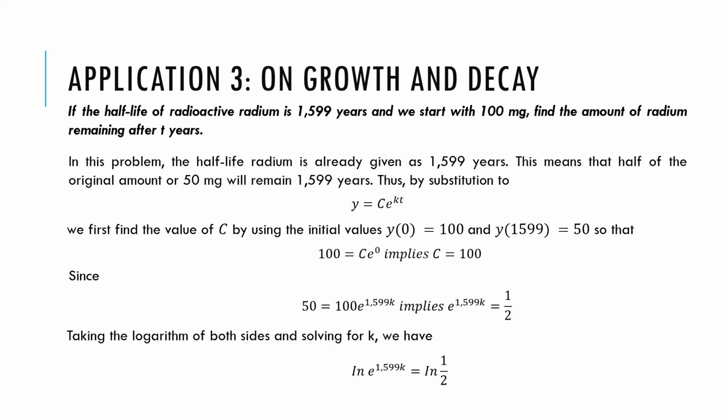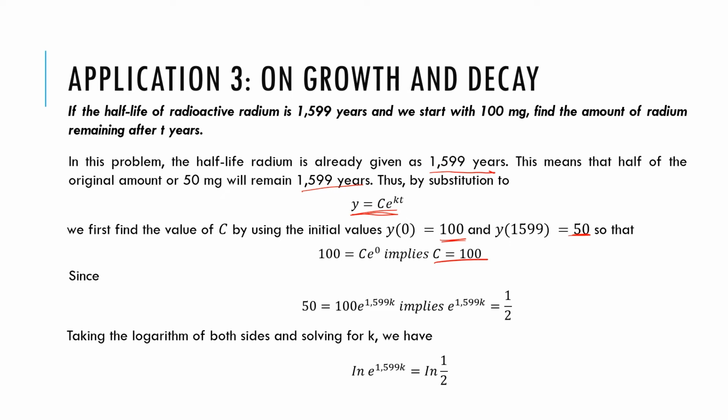Next is, we have this first example for this application. If the half-life of radium is 1,599 years, and we start with 100 milligrams, find the amount of radium remaining after 2 years. So, this part, this is our model. So, alam na natin na yung half-life ng radium is 1,599 years. This means that half of the original amount, or 50 milligrams, will remain after 1,599 years. Typical na half. So, we first find the value of c by using the initial values. So, yung y of 0 natin is 100. And yung y of 1,599 is yung 50 natin. So, alam natin na yung c natin is 100. So, yun yung initial value natin.